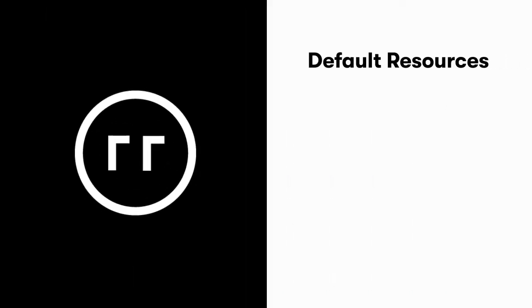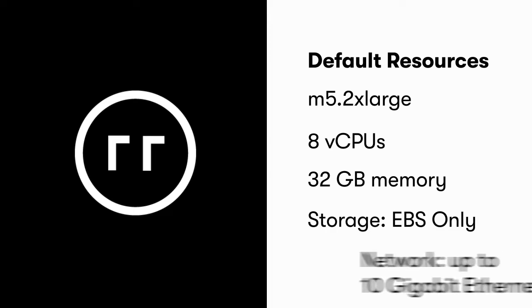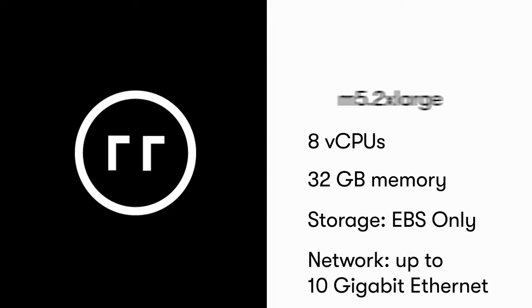Now, a couple of requirements and tips and tricks to go over. The first one is going to be the default resources that you need to allocate for your MiniKF installation. The first one is going to be your instance type. You don't want to go any smaller than M5.2xlarge. That's the recommended default. That's going to give you 8 virtual CPUs, 32 gigs of memory. Your storage will be EBS only and networking up to 10 gigabits of Ethernet.